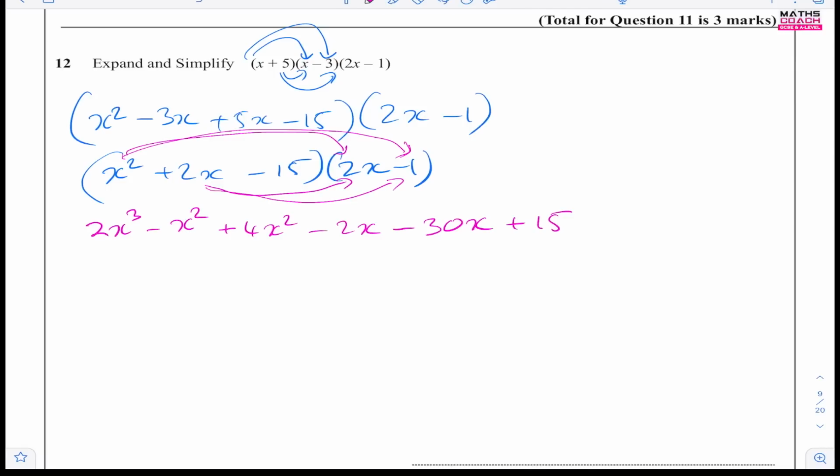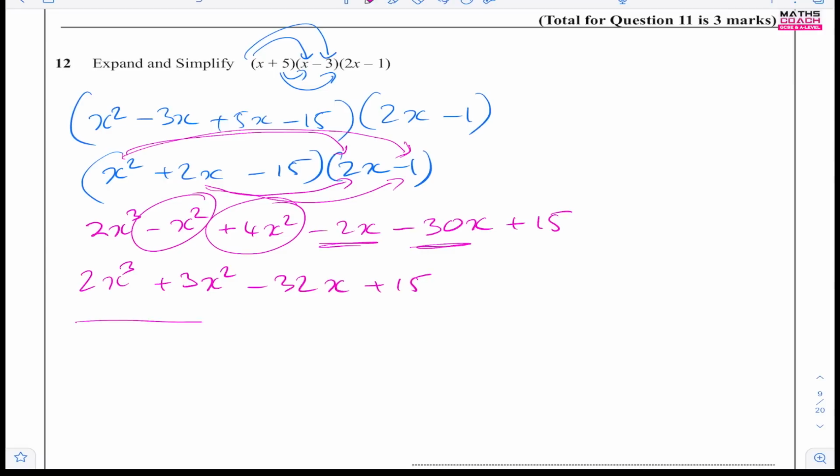Now all I have to do is collect all the like terms. So I have this and that to collect together, and this to collect together. So 2x cubed plus 3x squared minus 32x plus 15. And that is my final answer.